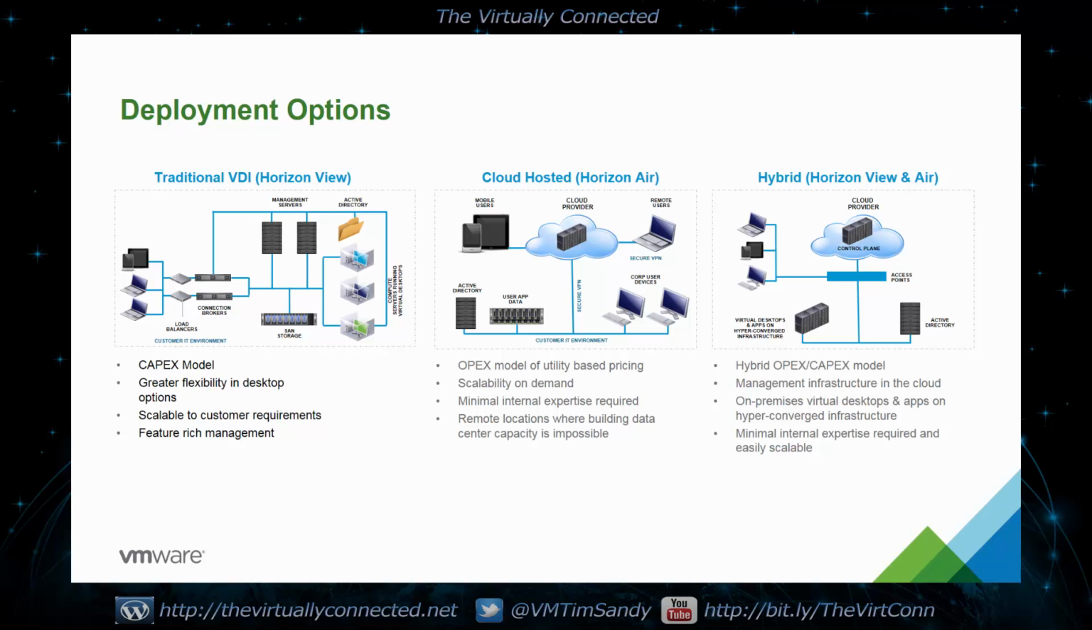So VMware offers 3 deployment options in regards to virtual desktops and applications in this Horizon portfolio. The first is our traditional VDI solution, which is our Horizon View. The second is our cloud-hosted virtual desktops and applications I mentioned previously through our Horizon Air offering. And the third option is the new hybrid option, which uses both Horizon View on-premise and Horizon Air cloud-hosted desktops together, so you can manage both of them from a single interface. And we'll talk a little bit more about that.